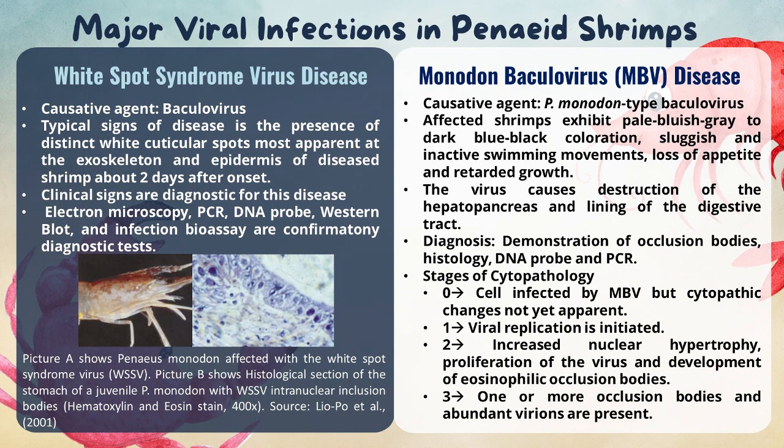Typical signs of disease are the presence of distinct white cuticular spots, most apparent at the exoskeleton and epidermis of diseased shrimp about 2 days after onset. The white spot starts at the carapace and the 5th and 6th abdominal segments, later affecting the entire body shell. The moribund shrimp display red discoloration and have loose cuticle. Affected shrimps manifest surface swimming and gathering at pond dikes with broken antennae.